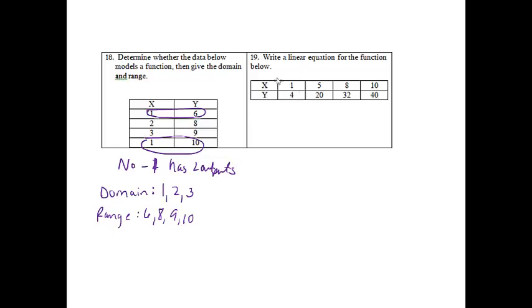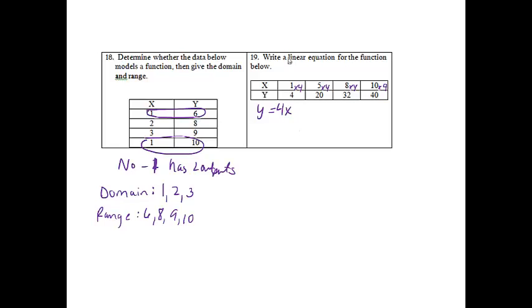Right, and then number 19, write a linear equation for the function below. There's a couple different ways that we can do this. I can just look for a pattern. I notice each time, if I multiply the x by 4, I'll get y: 4, 20, 32, 40. So one way of looking at this, I just noticed a pattern. Every x is getting multiplied by 4. So I could just put y equals 4x.